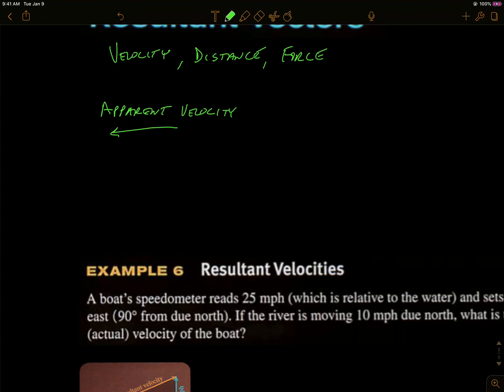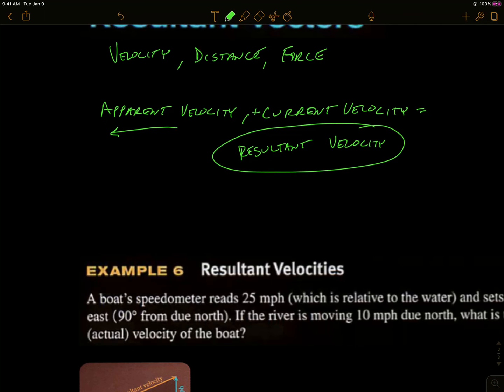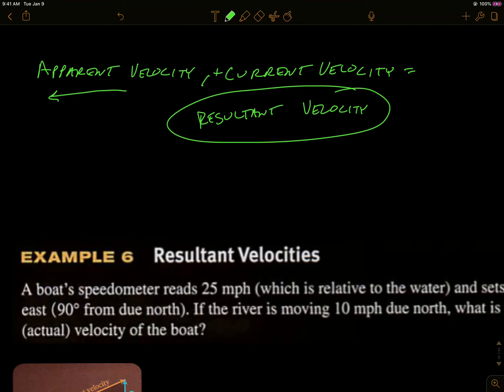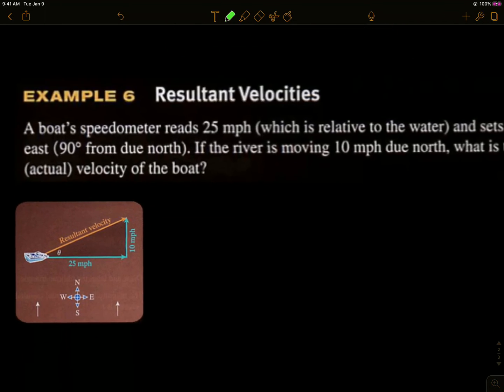Then there's something called a current velocity if you're in water. And that would have been those correction vectors that we used in our vector voyage. And when you add the apparent velocity and the current velocity, you'll get the resultant velocity. You add those two vectors together, you get the resultant velocity. So that vector would be where you actually end up.